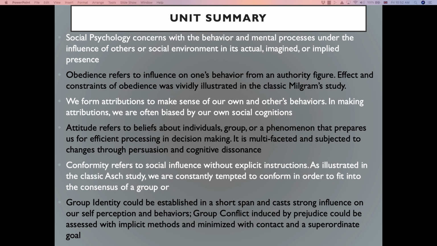Attitudes are our beliefs about groups or individuals, and they prepare us for processing and decision making. It's multifaceted and subjected to changes through persuasion and also cognitive dissonance. Conformity is all about social influence with explicit instructions, illustrated in the Solomon Asch study on the lines. We conform in order to fit into our group.